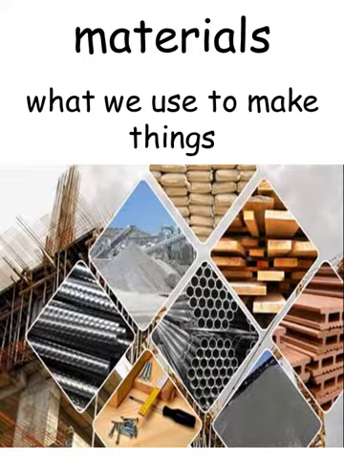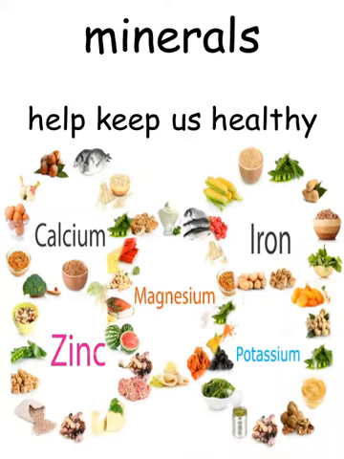Materials. Materials are things we use to make other things. So like metal, steel, wood, plastic, these are all materials we use to make things. Minerals. Minerals are things that help keep us healthy. People usually get minerals from some of the foods that we eat. In today's reading, you'll hear about how plants get the minerals they need from the ground.